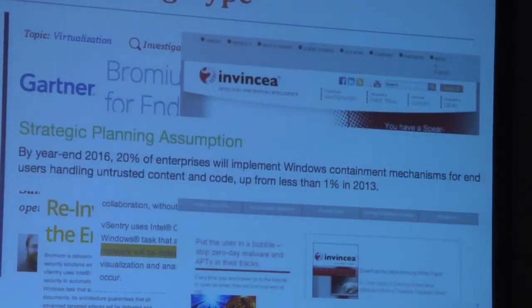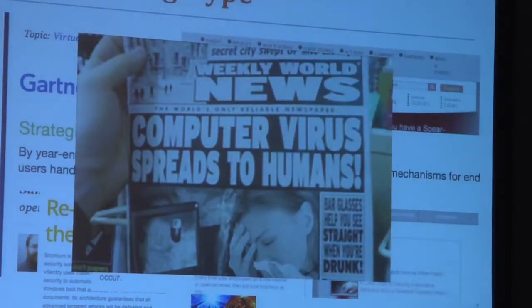Invencia says, you've got spear phishing problems, use us. Gartner's on it too. They say by 2016, 20% of enterprises are going to be using some type of sandboxing or containment mechanism to handle their untrusted code. There's a lot of hype. If you were in Simon's session, where he described how if people don't use these kinds of technologies, society as we know it is over, there's definitely a lot of hype around it. Some of it is true, some of it is justified, some of it is not. So we'll get to that.